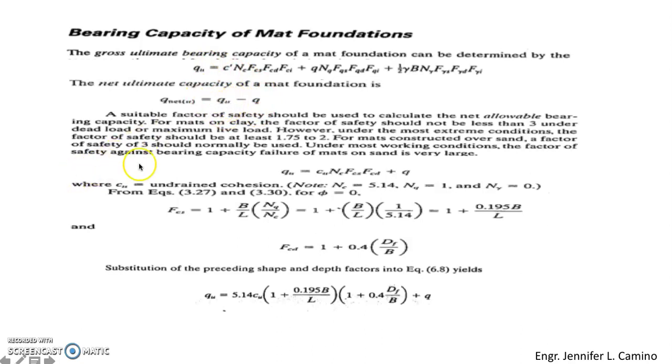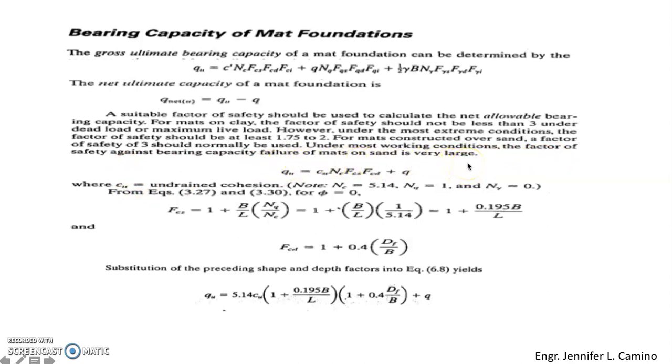For the factor of safety, it should not be less than 3 under the dead load or maximum live load for mats constructed on clay type soil. However, under the most extreme condition, the factor of safety should be at least 1.75 to 2. For mat foundations constructed over sand, a factor of safety of 3 should normally be used. Under most working conditions, the factor of safety against bearing capacity failure of mats on sand is very large.